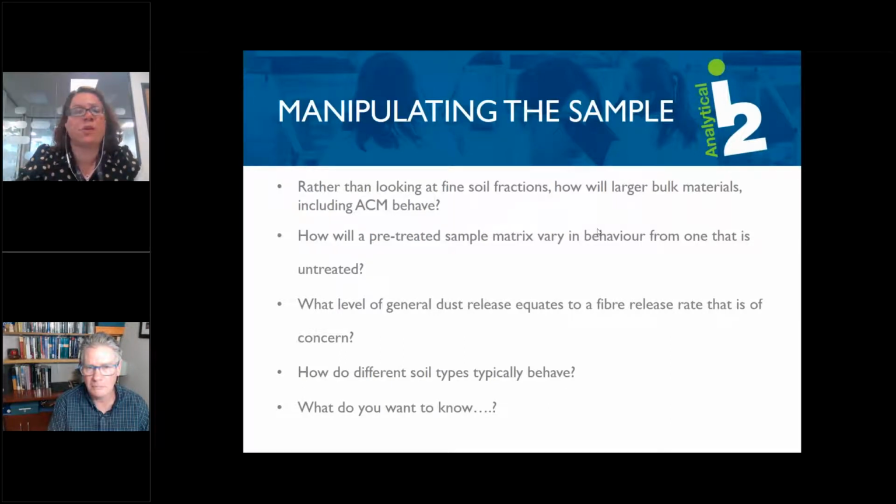We can model different soil types. We can model different weather. We've even had that as a request. You know, my site's in Wales and it's very wet. Can you come and have a look and see what the moisture content does?